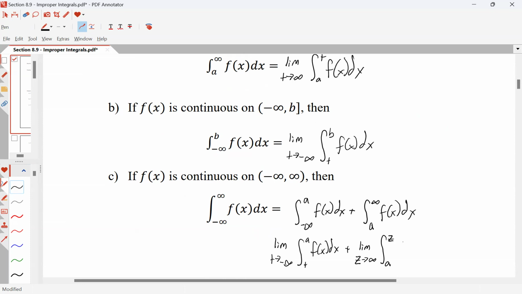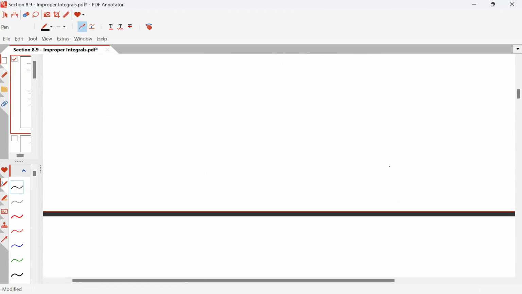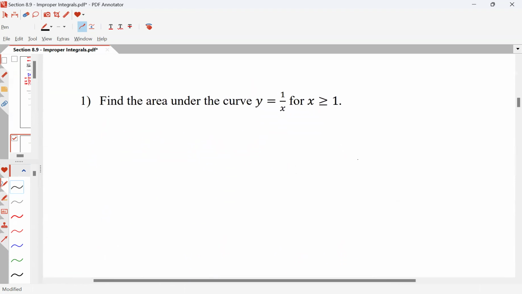Where we can use the improper integral strategies. So let's take a look at another example. We want to find the area under the curve of y equals 1 over x for x greater than or equal to 1. This is saying our interval is 1 to infinity. So we are trying to find the integral from 1 to infinity of 1 over x dx.